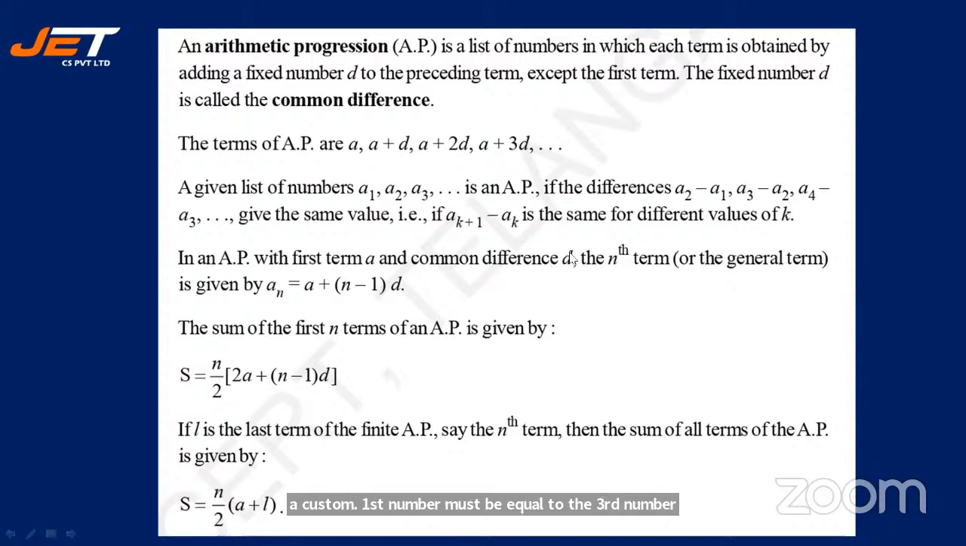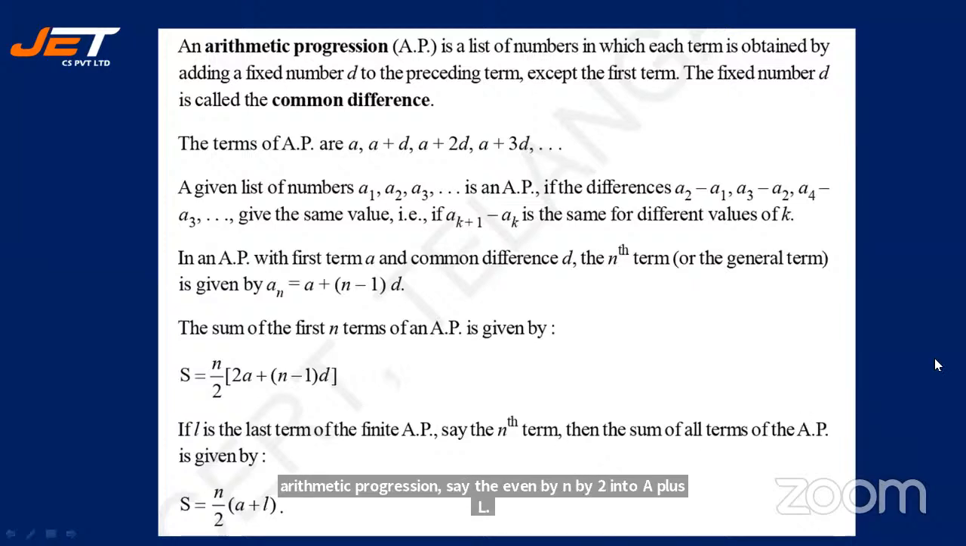And the general term in an AP, a_n, is a plus n minus 1 into d. The sum of n terms is n by 2 into 2a plus n minus 1 into d. If l is the last number of the finite arithmetic progression, say the nth term, then the sum of all the terms of the AP is given by n by 2 into a plus l.